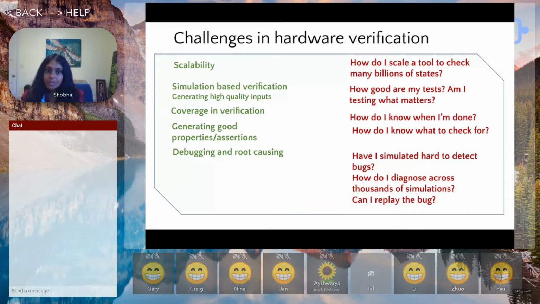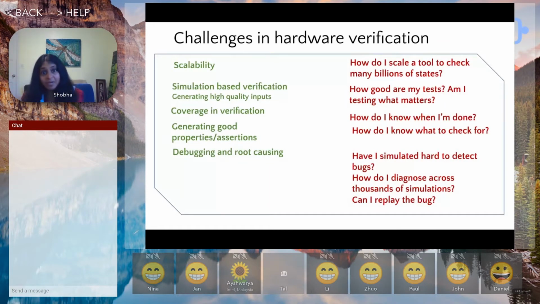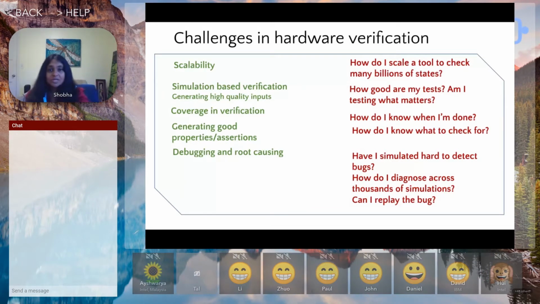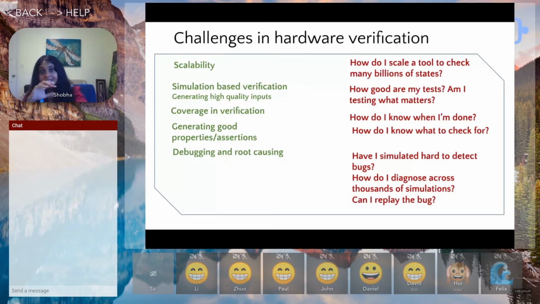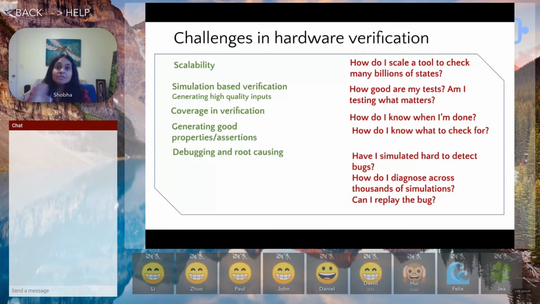Then there is the classic question of, am I checking all the bugs? Am I finding all the bugs? Are my tests good enough to at least debug the system? And once I have a bug, how do I diagnose across millions of simulations? Can I replay the bug? And so on and so forth. So there are multiple very, very challenging questions in hardware verification. And these questions are intellectually complex because of the kinds of state space that we just talked about.